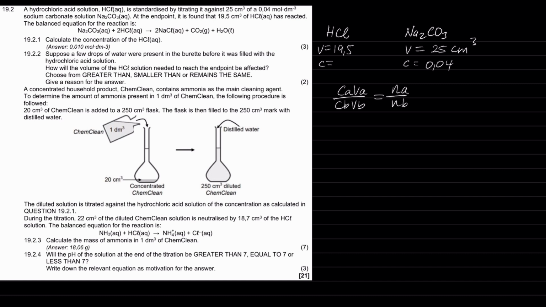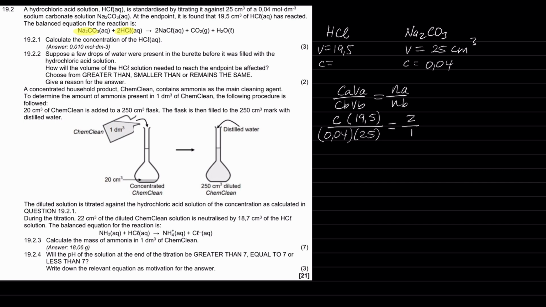So CA is what we want, the concentration, and then the volume of the acid. Another benefit of this formula is that you don't need to convert the volume to dm³. So I can simply put 19.5 and divide it by CB, the concentration of the base, which is 0.04, multiplied by the volume of the base, which is 25. That's equal to NA over NB. Now the ratio from the reaction: HCl is 2 and Na2CO3 is 1, so the ratio is 2 to 1.